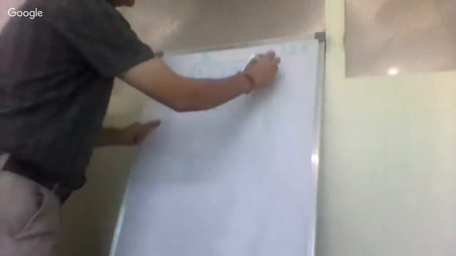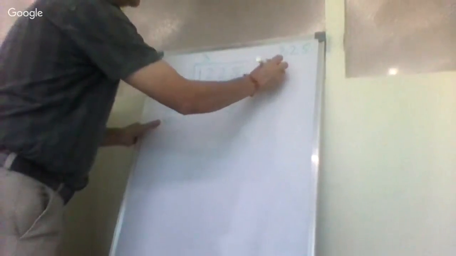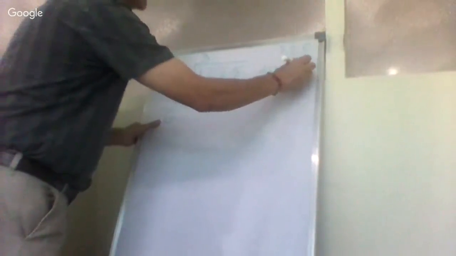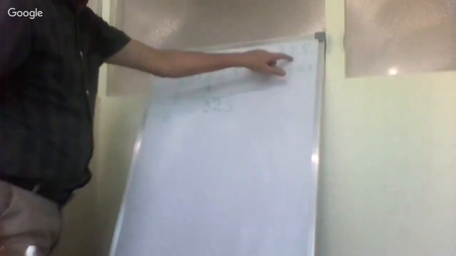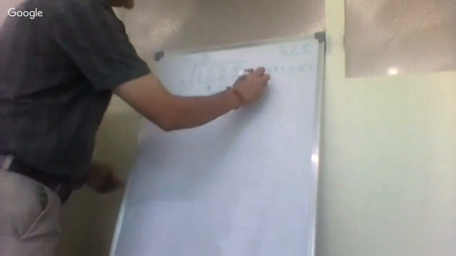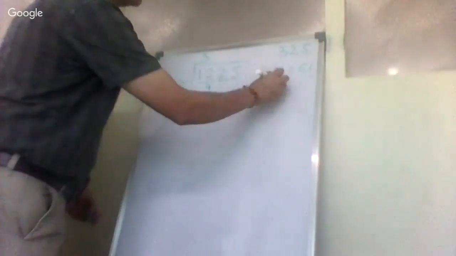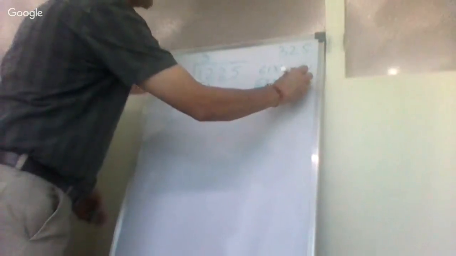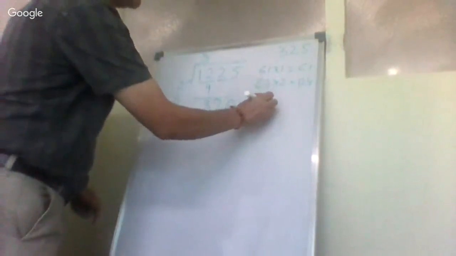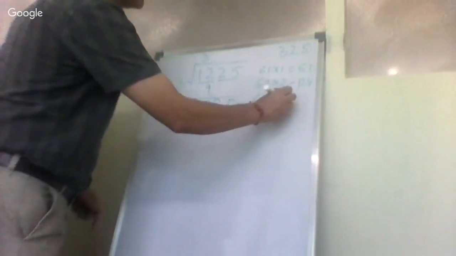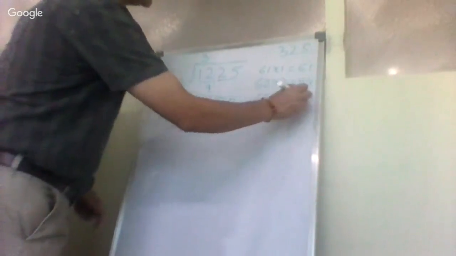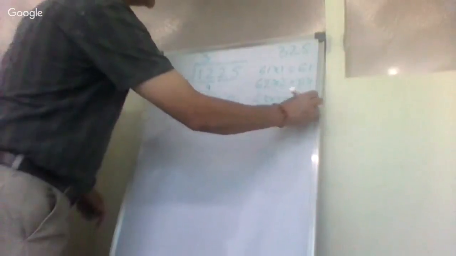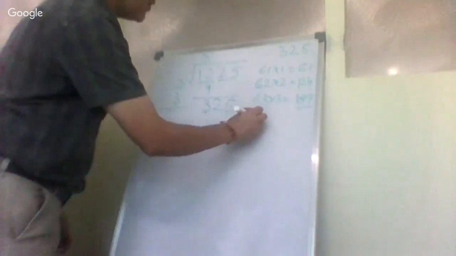And here the number is 6. So first we'll start with 1. 61 into 1 is 61. This is less than 325. We'll move on to the next number, so it becomes 62 into 2. 2, 2 is 4, 2, 6 is 12. 124 is less than this. We'll move on to the next number. 63 into 3. 3, 3 is 9, 3, 6 is 18. 189 is less than 325, so we'll move on to the next number.